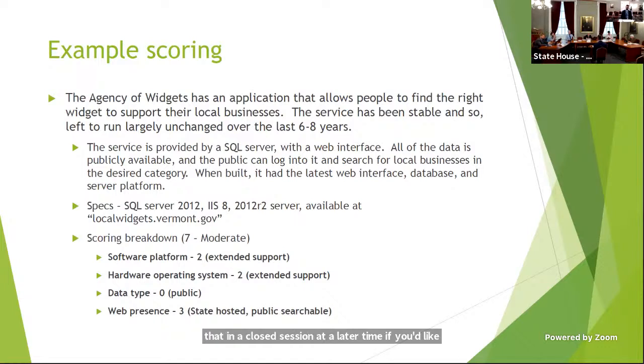But this example scoring just brings an example of an application that could be very typical in state government. It's been in service, it's been stable, it's been unchanged roughly for the last 6 to 8 years. The scoring would spec out that with a SQL Server 2008 and an IIS front end, the hardware platform is a 2012 server and it's available at a Vermont.gov website. We can just go down through and you can see the scoring breakdown below. And that would be a moderate system.